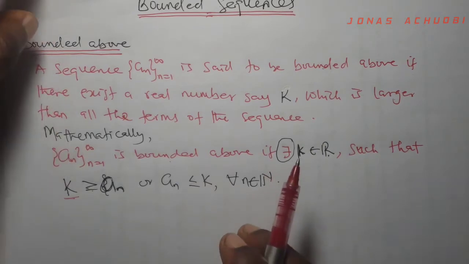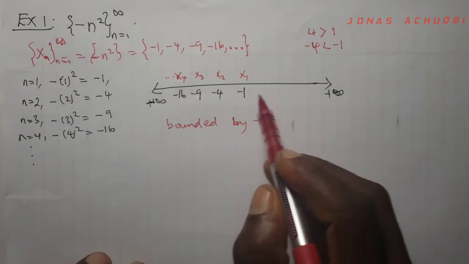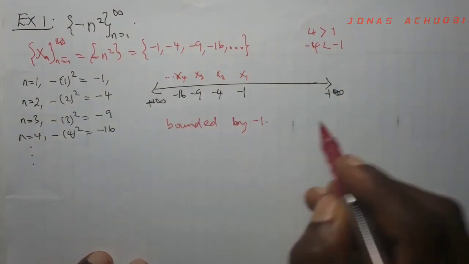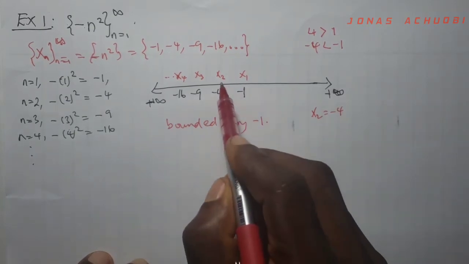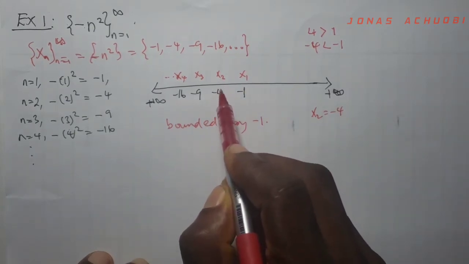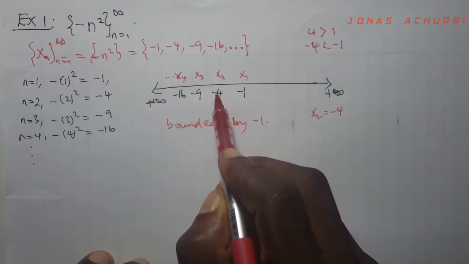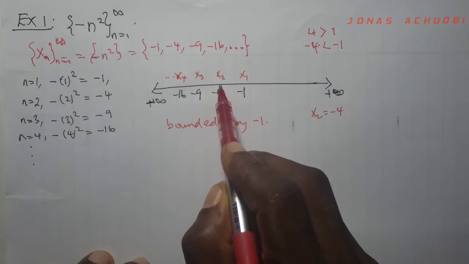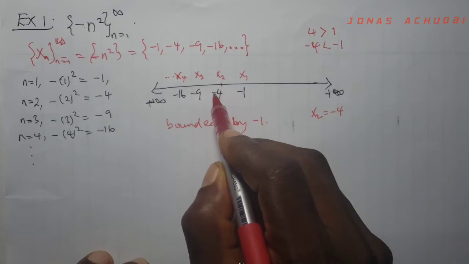So let us see if such a real number exists in our sequence. Let's look at the number minus 4. There's a second term equal to minus 4. If I claim that minus 4 is the upper bound for this sequence, that would mean that minus 4 is bigger than all the terms of this sequence. Let us see. I'm at minus 4.